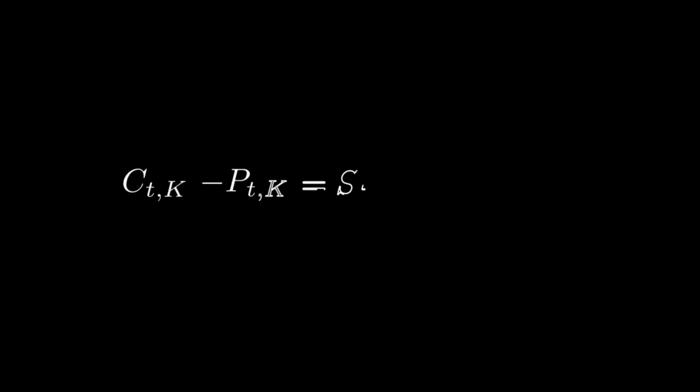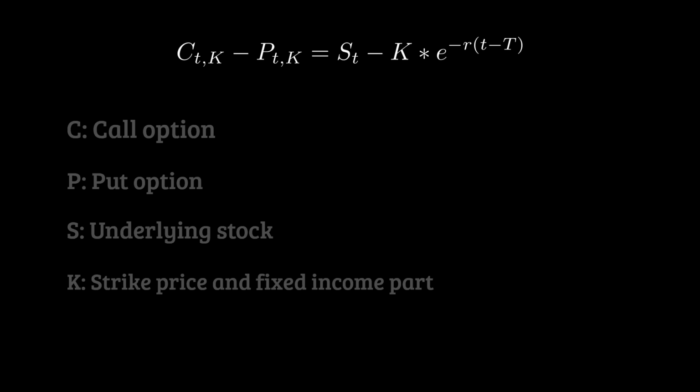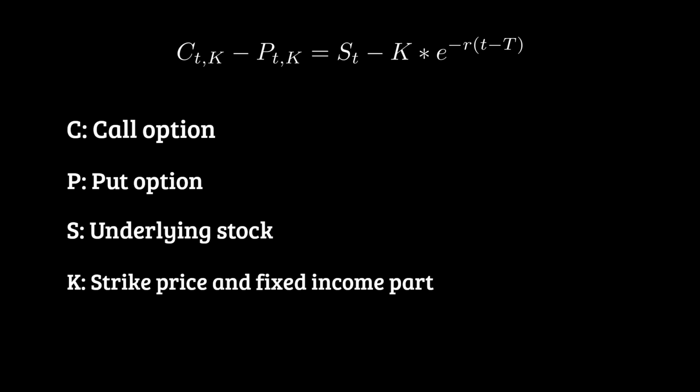The parity equation links four major financial assets: vanilla call and put options, an option stock, and a fixed income asset. The call-put parity equation states that the purchase of a call option combined with the sale of a put option of same strike price and maturity is equivalent to buying the underlying asset of the option while going short of a zero-coupon bond whose nominal value is the strike price of options.